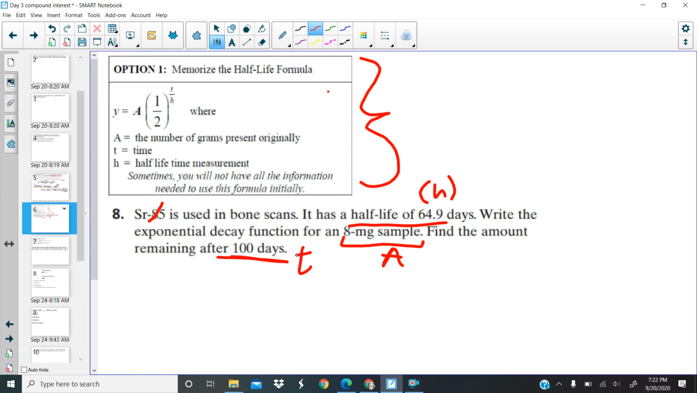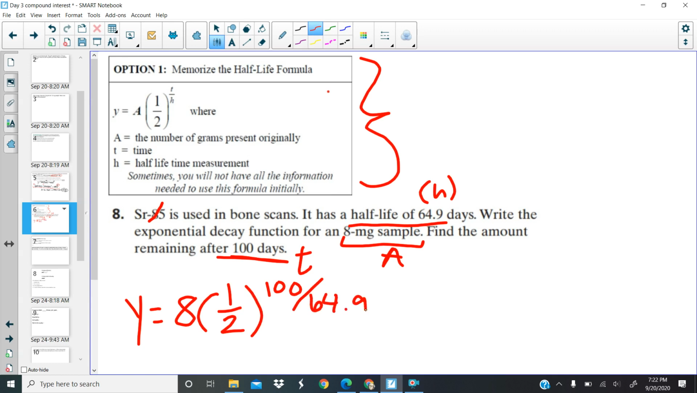So then if you're just plugging these numbers into the half-life formula, then you'd have y equals, you need A first, which is the initial amount, and that is 8 times 1/2 raised to T, the amount of time that's passed, so that's 100 divided by H, which is the half-life of 64.9. And then you're going to need to type all of that into a calculator.